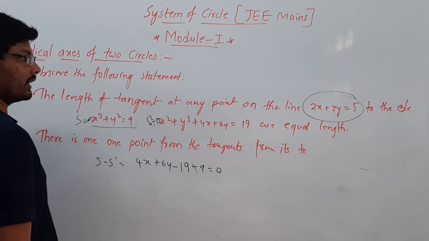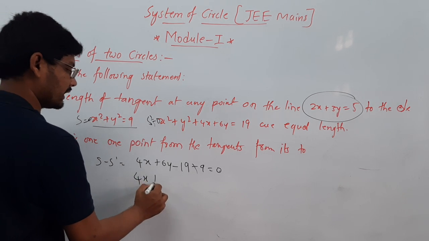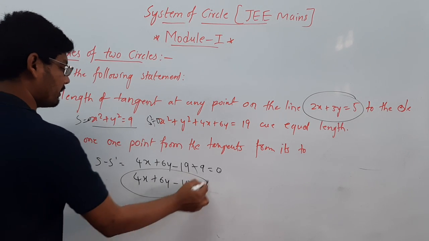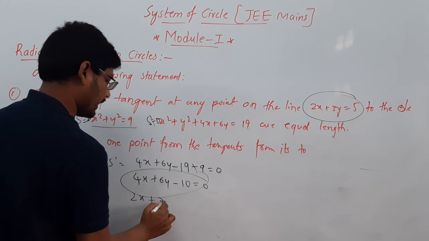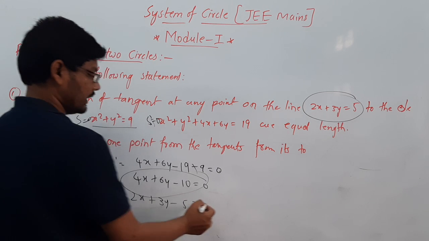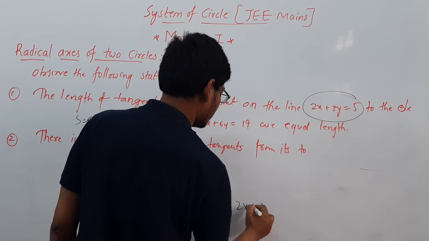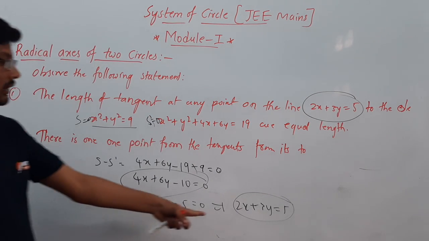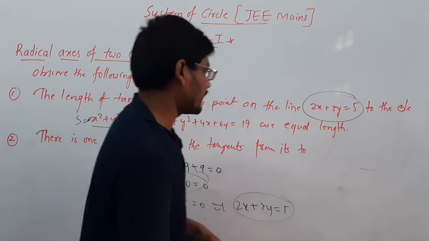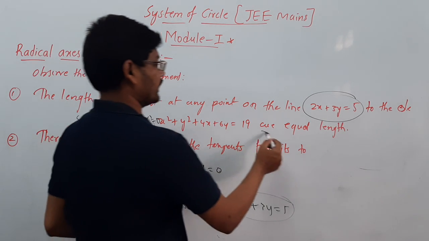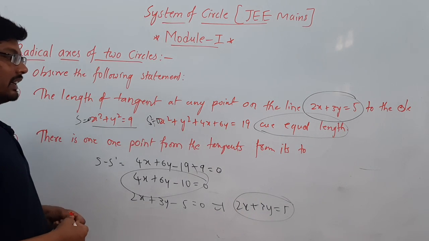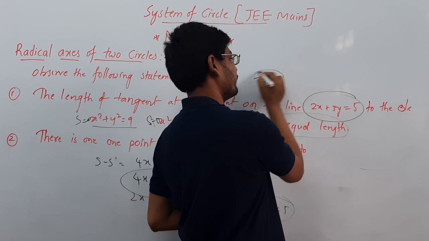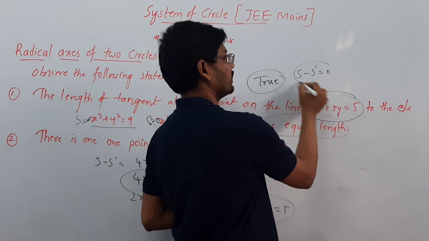So then what will happen here? 4x plus 6y minus 10 is equal to 0, and if you take 2 as common, 2x plus 3y minus 5 is equal to 0. Let's substitute this value: 2x plus 3y is equal to 5 here. S minus S dash is equal to 0. So we are getting the same value. That's why they are equal in length to the circle here. And conclusion 1 is true. We are finding S minus S dash is equal to the same answer.